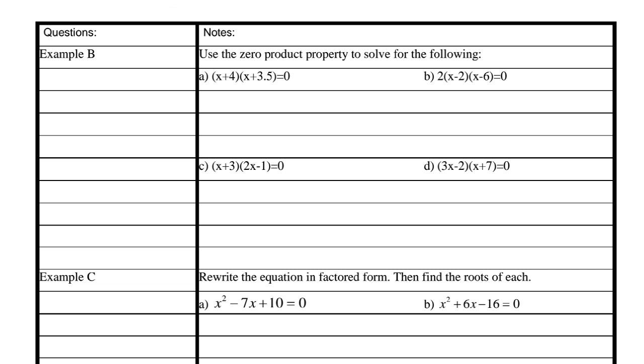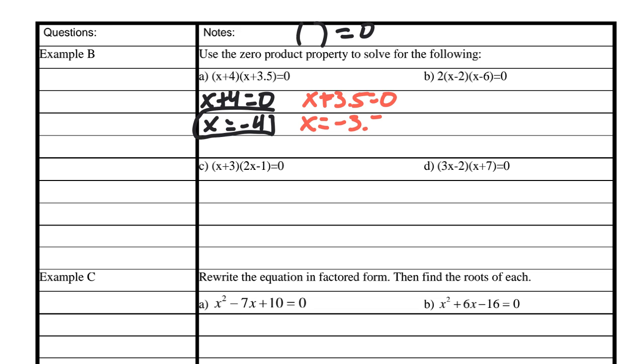All right, so for example B here, we're just going to practice using the zero product property and solve for the following. So what does that mean? It means we want both parentheses equal to 0. So x plus 4 equals 0, and we're going to solve that. So minus the 4 from both sides and get x equals -4. And we do the same thing for the other parentheses. So x plus 3.5 equals 0, minus the 3.5, and x equals -3.5.